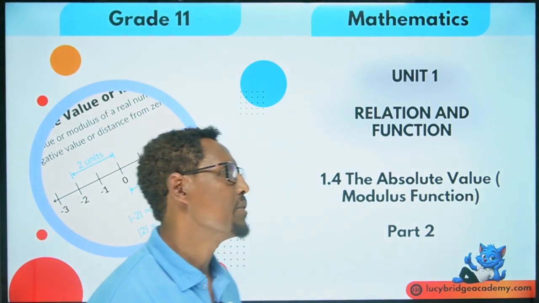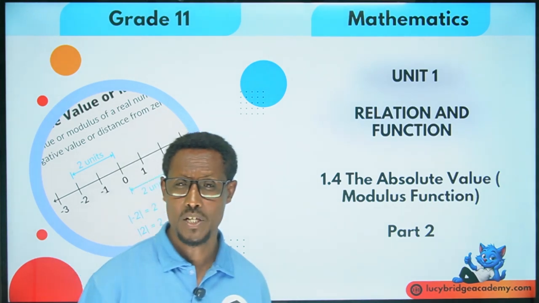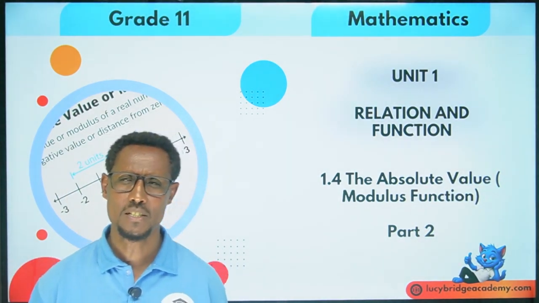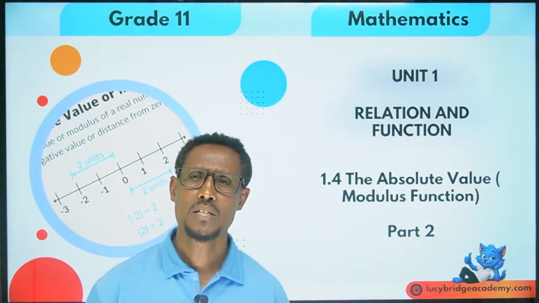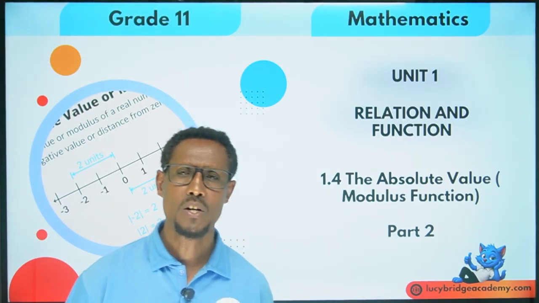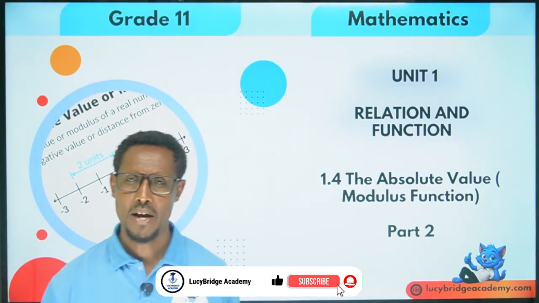Okay, thank you. So let me discuss about absolute value or modulus function. Don't forget that the modulus function or the absolute value function is a distance. Okay, the absolute value of x minus y means the distance between x and y. The absolute value of x minus 5 means the distance between x and 5.